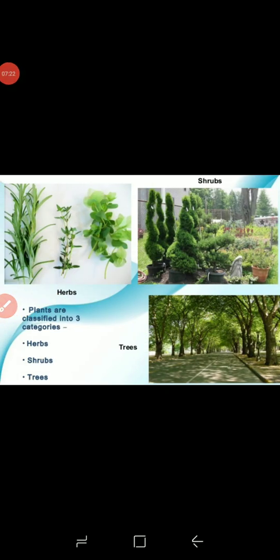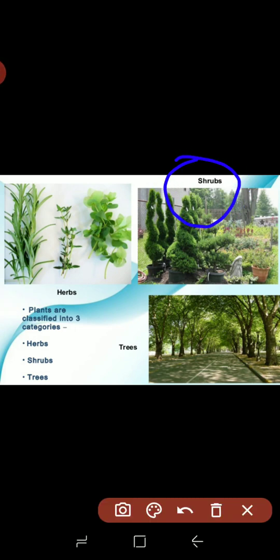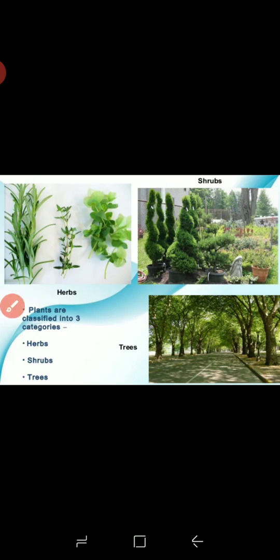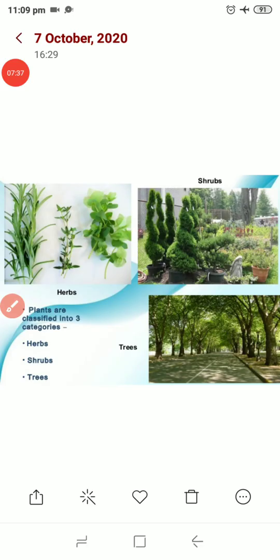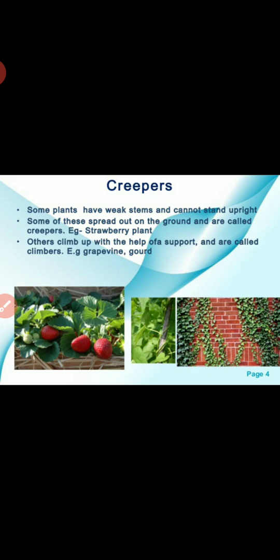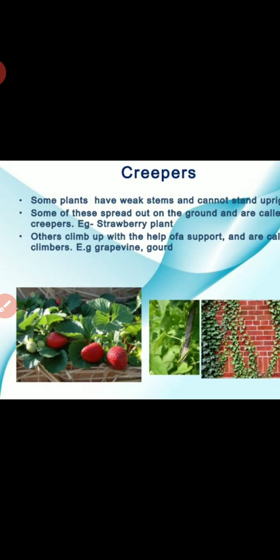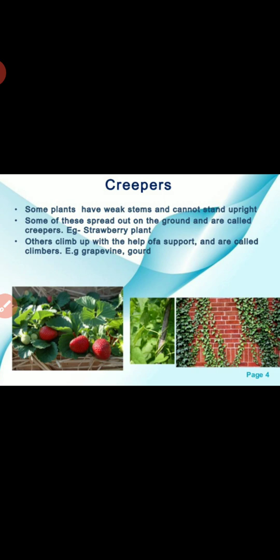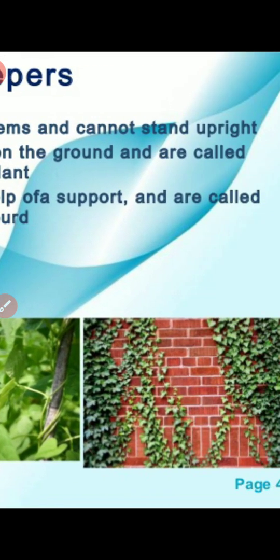Then we have also seen that these are the shrubs, these are the trees, and these are the herbs. Plants are classified into three categories, that is herbs, shrubs and trees. Then the creepers. Some plants have weak stems and cannot stand upright. Some of these spread out on the ground and are called creepers. Example, strawberry plant. Others climb up with the help of support and are called climbers, that is grapevine and gourds. In this picture you can see they need some help.